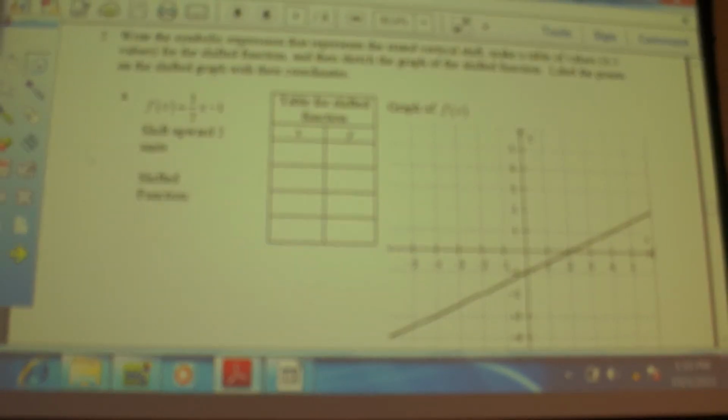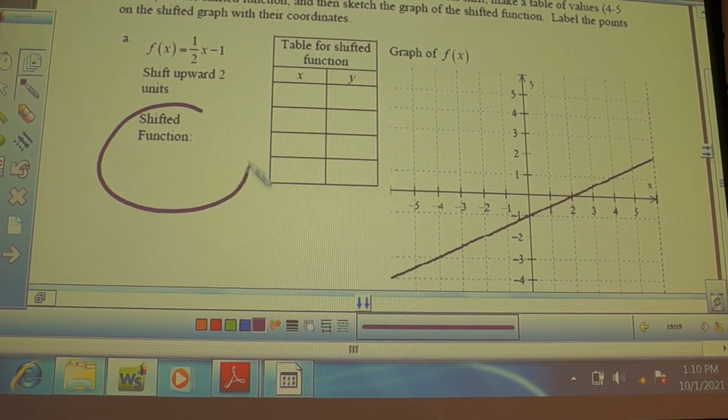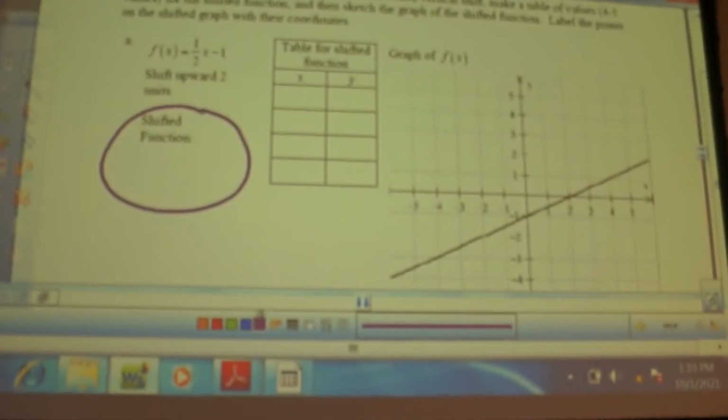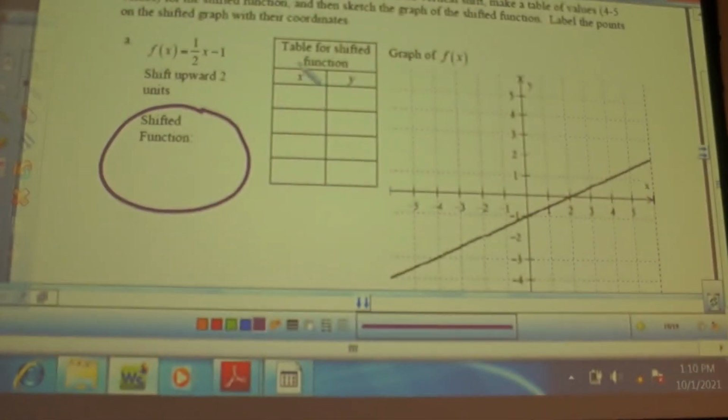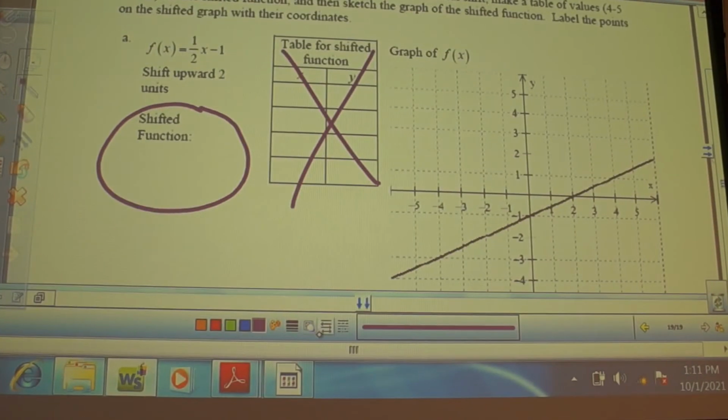And then this one, you're going to be doing the same thing. What I care about is this part here. I don't care if you do the table. You can skip the table if you want. But I do want the graph and I want the shifted function. So write this with the shifted function, combine your like terms, and then graph it. So if I'm going to go up 2, I'm going to just take some points and move them up 2. And then I'm going to draw that new line. Ready?